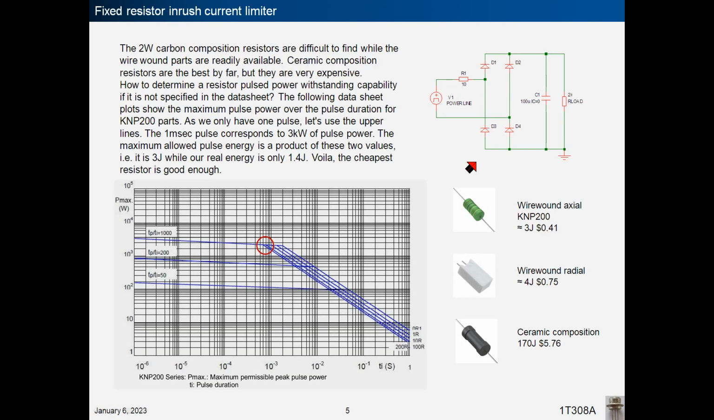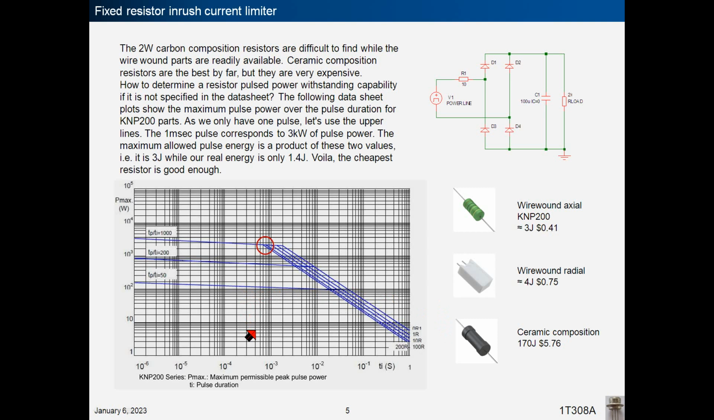The 2 watt carbon composition resistors are difficult to find, while the wire-wound parts are readily available. This is a wire-wound part and this is a wire-wound part. Ceramic composition resistors are the best by far, but they are very expensive. How to determine a resistor's pulse power withstanding capability if it is not specified in the datasheet?